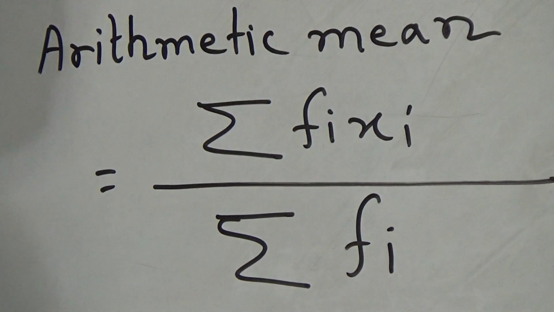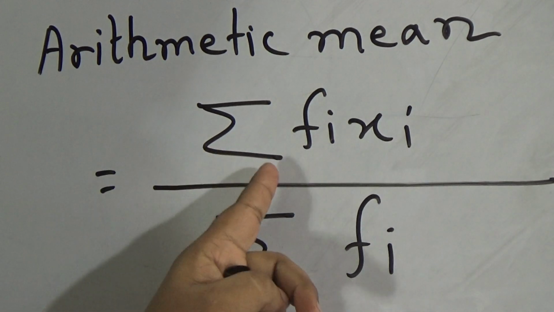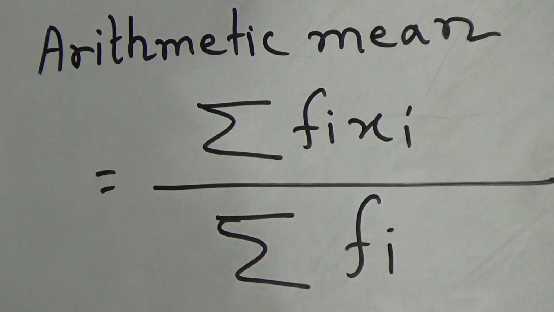My dear student, what is fi? Fi means frequency. That means at first we add the whole number of frequency. By this whole number of frequency we divide a number which is summation of fi xi. Here fi means frequency, so xi means what? Xi means mid value of the class interval.